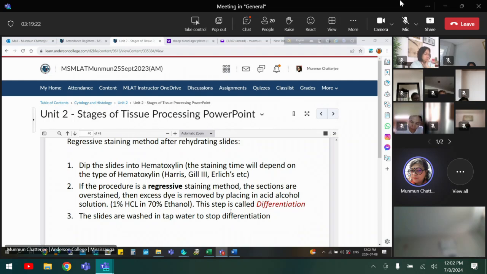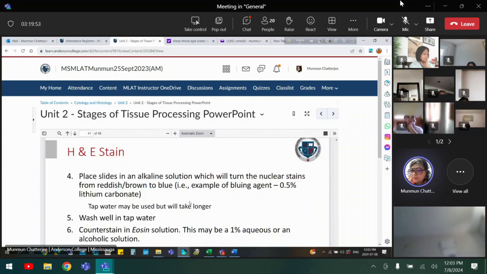This step is called differentiation. What does differentiation mean? When you remove excess dye using the acid alcohol, it is called differentiation. When you put in some tissue, it can stain properly, but sometimes it can be overstained. So an overstained slide basically has to be differentiated using the acid alcohol, and the acid alcohol is 1% hydrochloric acid and 70% ethanol.